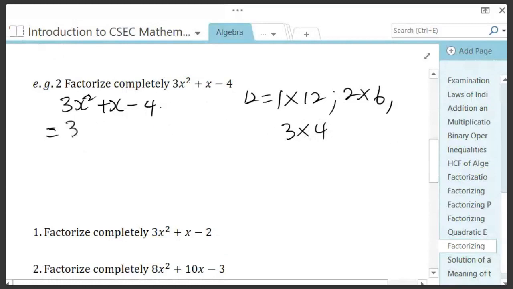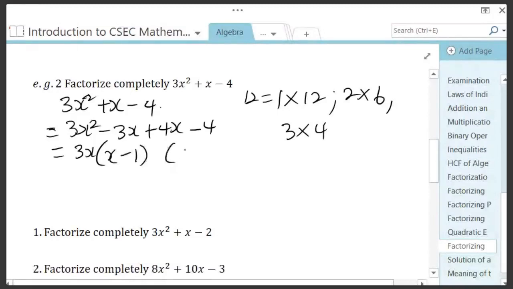So 3x squared minus 3x plus 4x minus 4. The HCF of the first two terms here is 3x. 3x squared divided by 3x is x, minus 3x divided by 3x is minus 1. We're going to repeat the bracket, x minus 1, positive 4x divided by x is positive 4. All right, factorize out the brackets: x minus 1, 3x plus 4. Okay, so that's it working there.